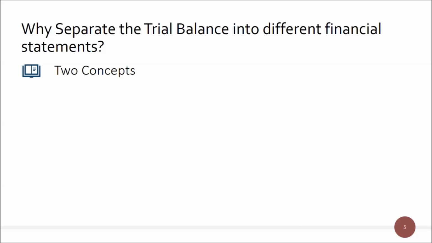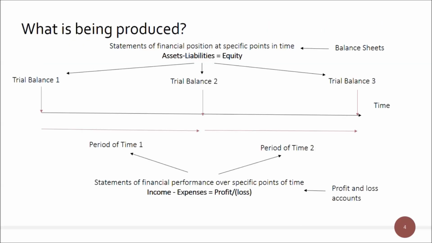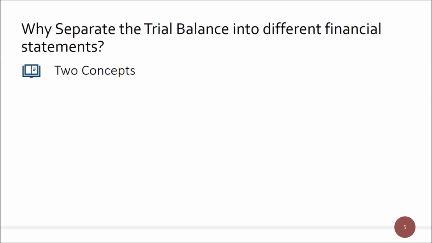So we've got two concepts. Why do we do this? Why do we have this separation here? Why don't we just simply give everybody a trial balance and go, there you go, there's the trial balance. Look at balances. We can post some journals. Why do we split it into two? Well, we've got two concepts going on here. On the first hand, we've got something called relevance. We're going to make our information more relevant.